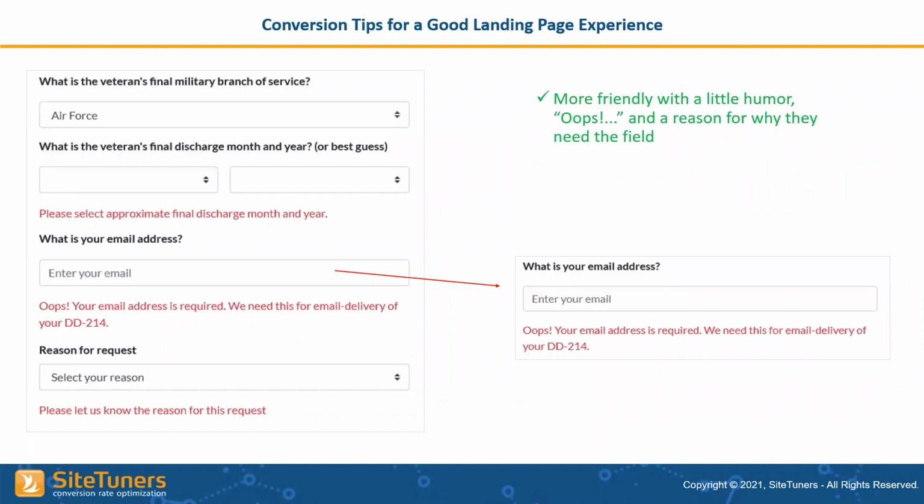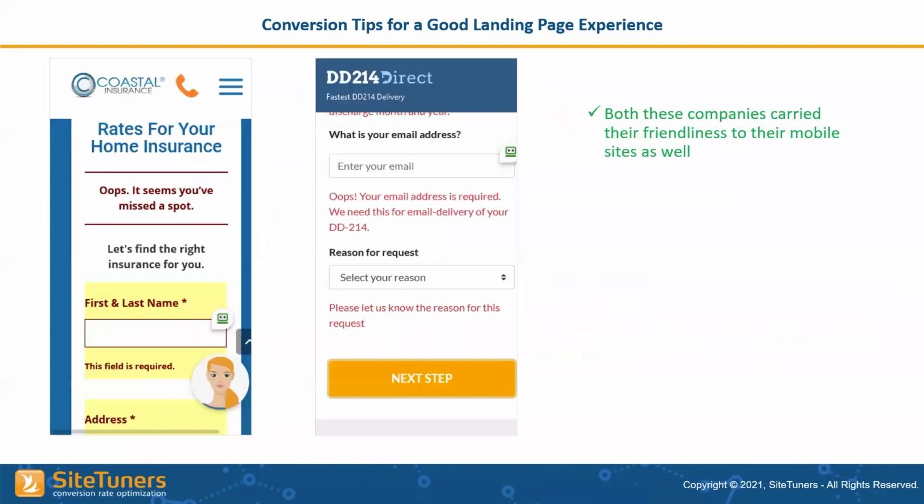And here's another one. Please select, so we're saying please, just like not this is a required field. Oops, your email address is required. We need this for email delivery. So not only did they tell you that they need it, they give you a reason why they need it. I mean, that is so wonderful. All right. And it shows that it was written by a marketing person versus a programmer. And again, I used to be a developer years ago. So I'm not dissing anybody who develops, but marketing people should write these messages, not developers, all right? And again, same thing. Oops, your email address is required. We need this. It's very friendly, right? All right.